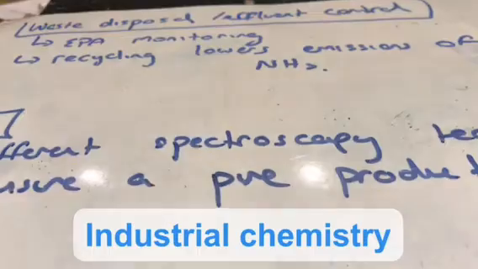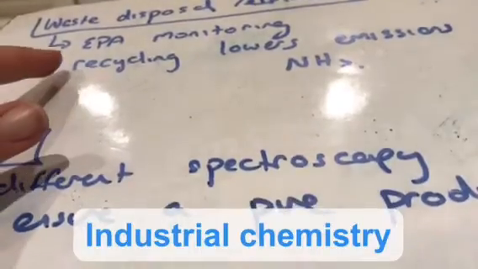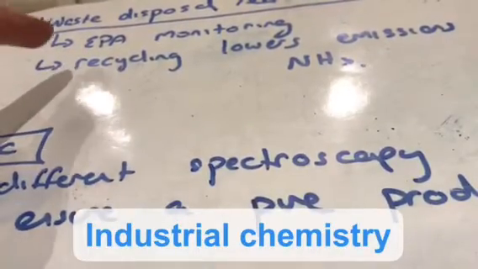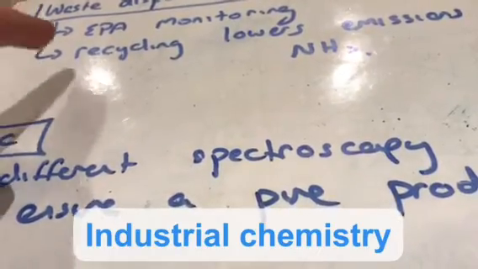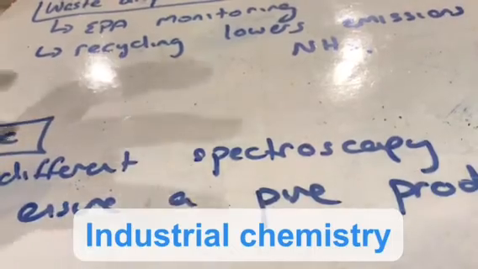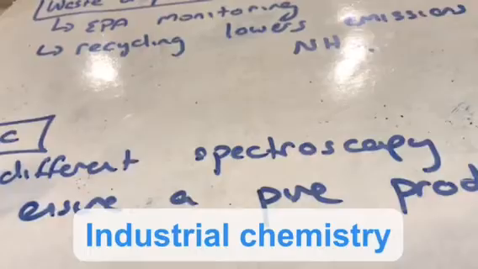Now, waste disposal and effluent control. So obviously it's really important for all companies to be getting rid of their wastes in sustainable ways. So the EPA monitor all chemical companies to make sure that they're not releasing anything dangerous into the environment. Recycling lowers emission of ammonia as well, because remember, if ammonia is released, it could lead to eutrophication of the rivers, which would be a really bad thing. Remember the overgrowth of algae.